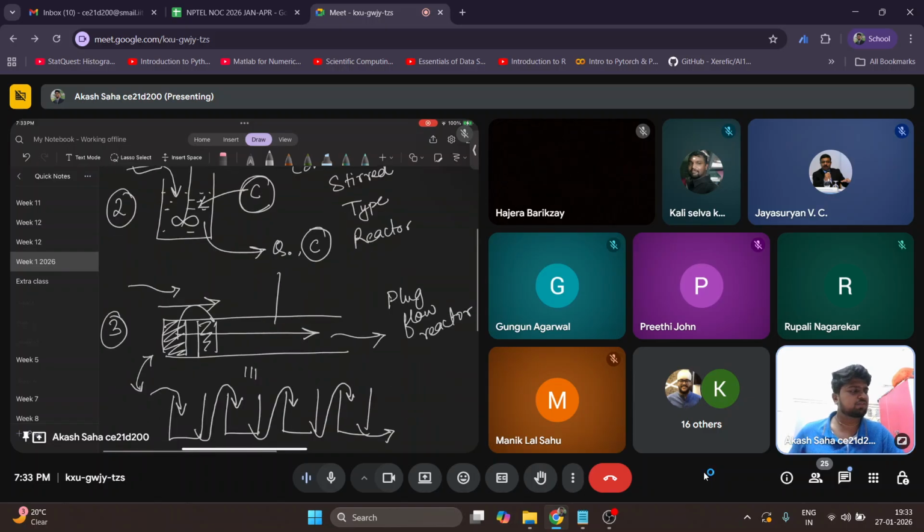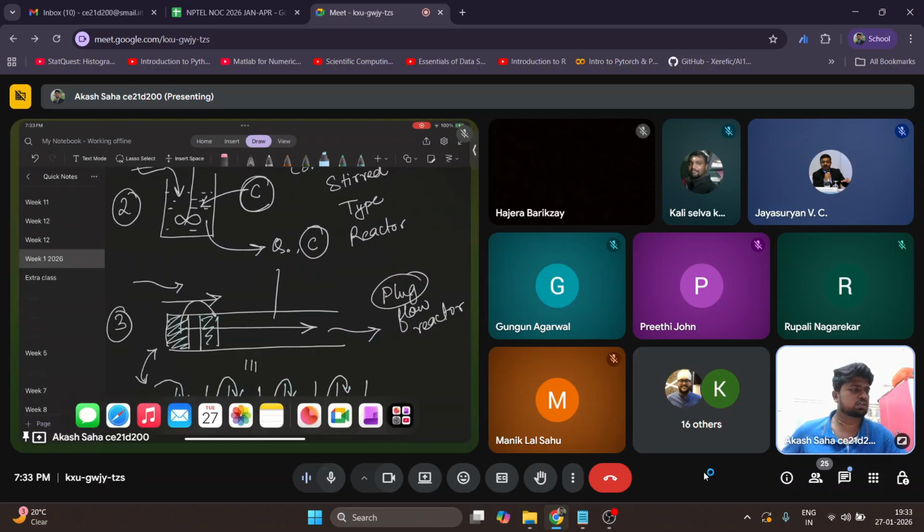Why is this called a plug flow reactor? Because these parts are known as plugs. So there are infinitely many plugs inside the reactor which are moving laterally. If we put an infinite number of continuous stirred type reactors one after the other, it will behave as a plug flow reactor. So these are the three reactors. We will discuss these in more detail in the upcoming class where we'll do the mass balance and all those things, so let's not worry about it now.